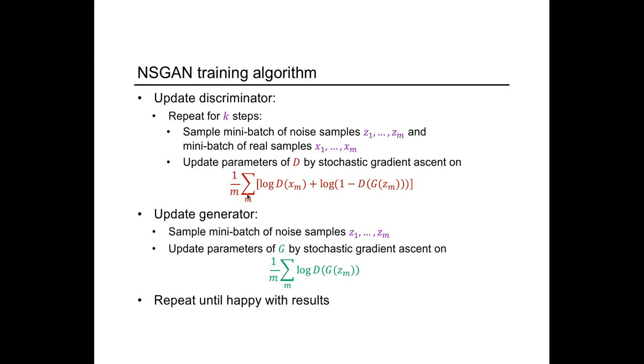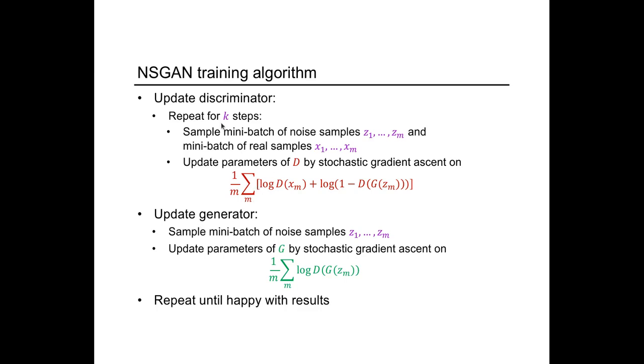Let's look at the training algorithm of NS GAN. We update the discriminator and repeat it for k steps. At each step we sample a mini batch of noise samples z1 to zm, and a mini batch of real samples x1 to xm, since the input to the generator would be noise samples and the input to the discriminator would be real samples. Then we update the parameters of D by stochastic gradient ascent on this average of V(G, D).